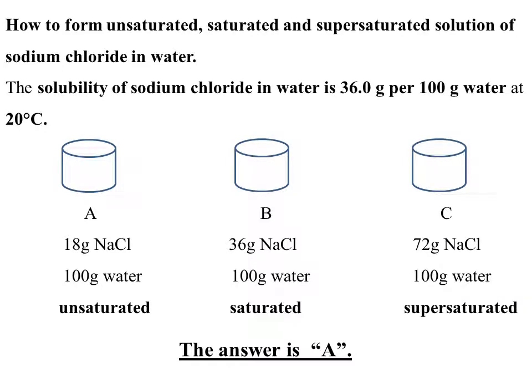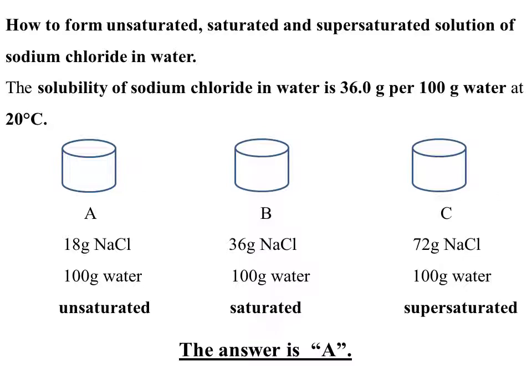How to form unsaturated, saturated and supersaturated solutions of sodium chloride in water. This is for illustration. The solubility of sodium chloride in water is 36 gram per 100 gram water at 20 degrees Celsius. Here there are 3 beakers, beaker A, beaker B and beaker C. Beakers A, B and C contain the same amount of water. The amount of water in all 3 is 100 gram. The difference is the amount of the solute.